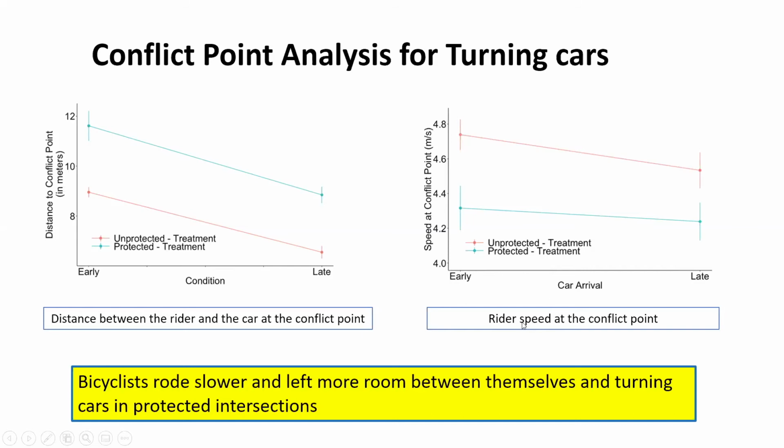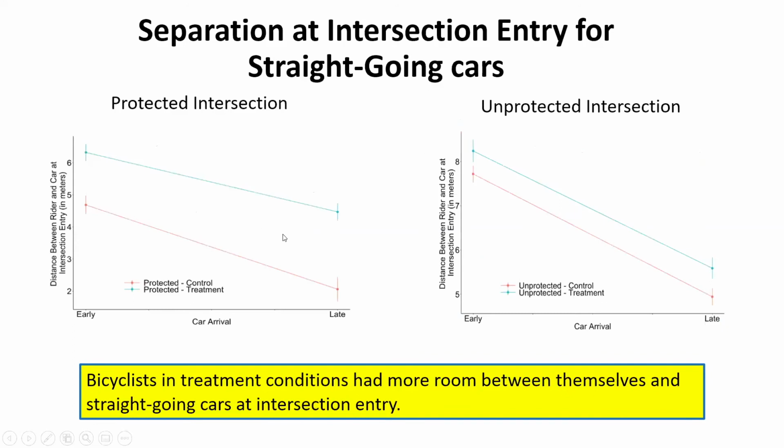Next is the analysis of the rider speed at the conflict point. The late arriving cars were associated with a 0.20 meter per second reduction in bike speed compared to early arriving cars. We are comparing the turning cars present in both treatment conditions, protected and unprotected. In the next analysis, this is the separation at intersection entry for straight going cars. Here we are splitting the analysis. First we analyze only the protected intersection, for both control and treatment, only the straight going cars.